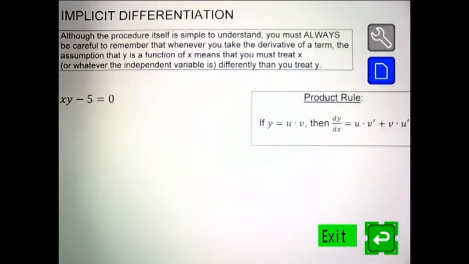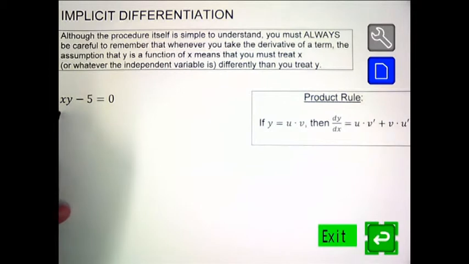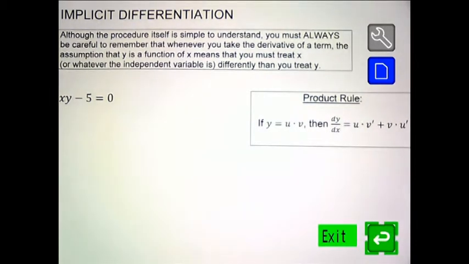I want to keep it simple, though. My point here is not to work hard, difficult, tricky problems, but to get you to see the big picture. There's more time for actual, more difficult problems later. But here's the first example: x times y minus 5 equal to 0. If I want to take the derivative term by term, the first thing I'd notice, I suppose, is that x times y is a product. So that's going to involve me with the product rule. So I've got to take the derivative of that product.